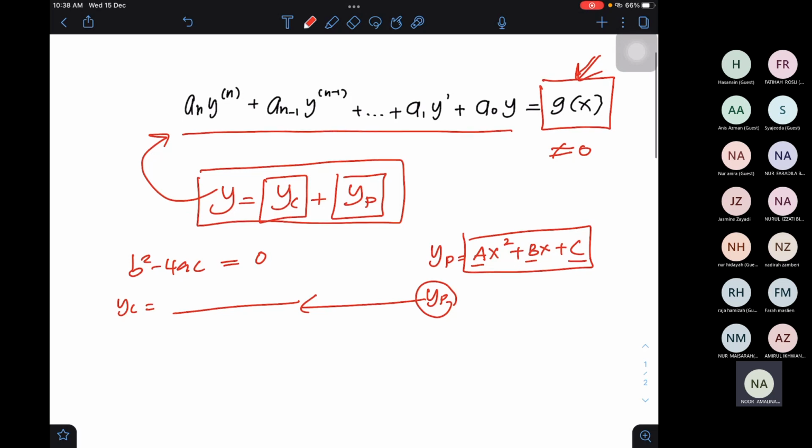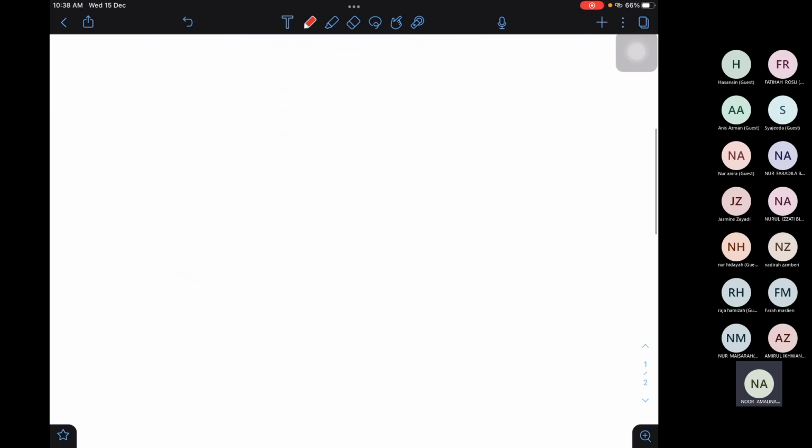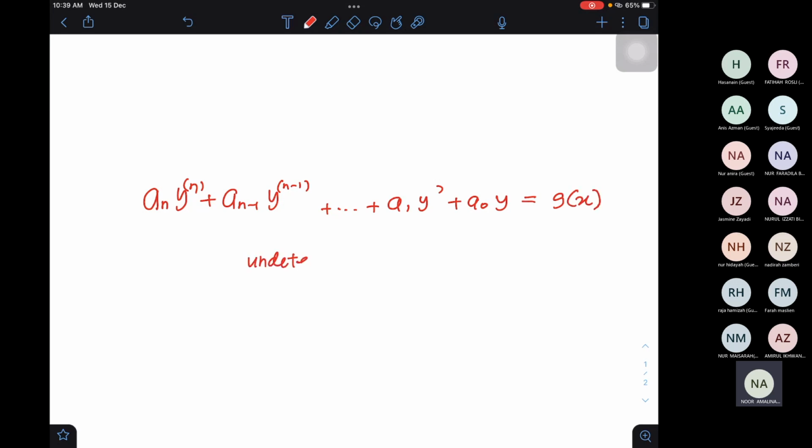So now we still want to solve the non-homogeneous higher order differential equation. Sorry. Okay, but now kita nak gunakan undetermined coefficient.